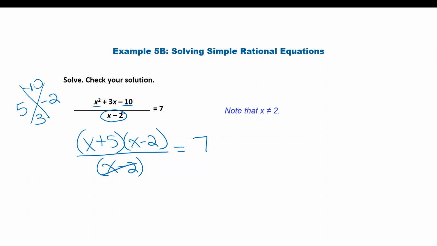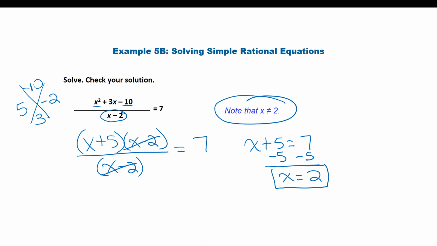So I can cancel out my x minus 2. Those cancel out, so that leaves me with x plus 5 equals 7. Let's go ahead and solve for x: minus 5, minus 5. So I end up with x equals 2. Well, that's a problem because I said that x can't equal 2, otherwise it will be undefined.